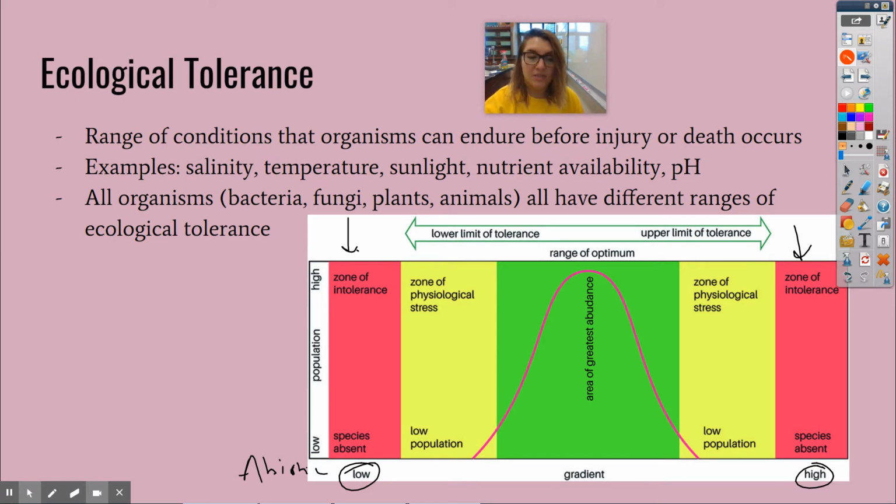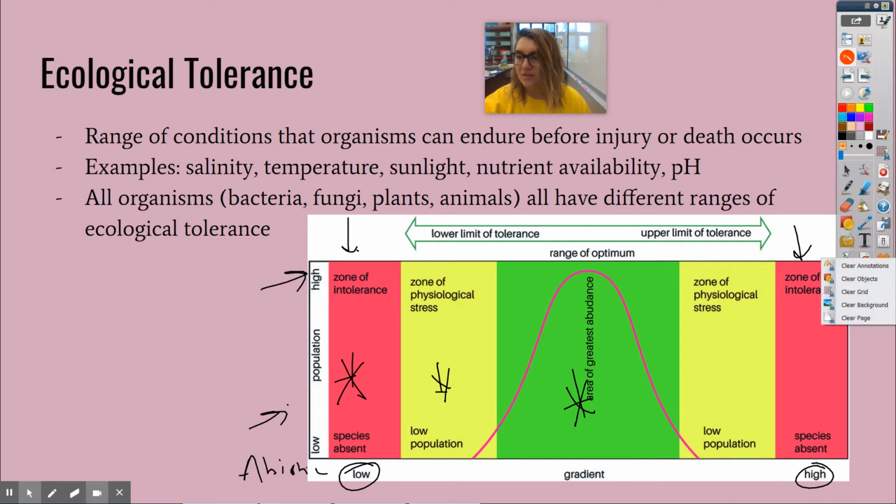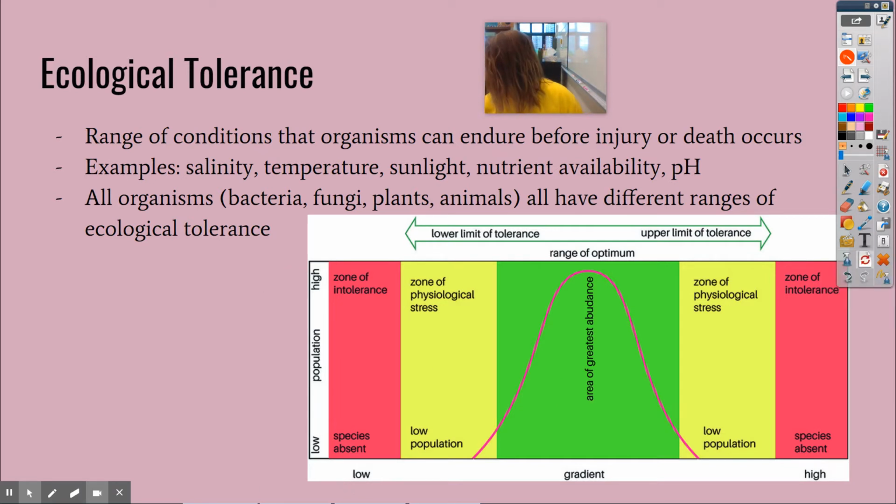When you see these charts, this is high population, low population. This part here is where they're all dead. You don't see any species here. Here it's going to be low population levels. And the green, this is the optimum range. This is where most organisms are going to be able to survive. So it's going to be a nice bell curve that you'll see with different ecological tolerances.